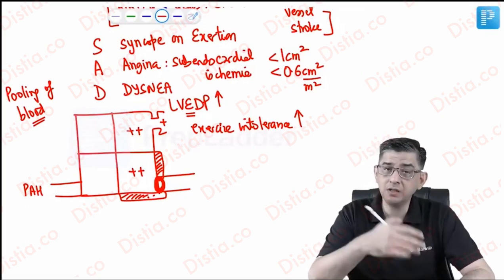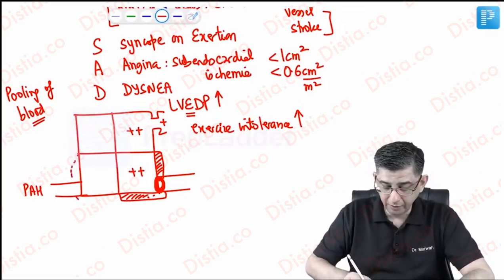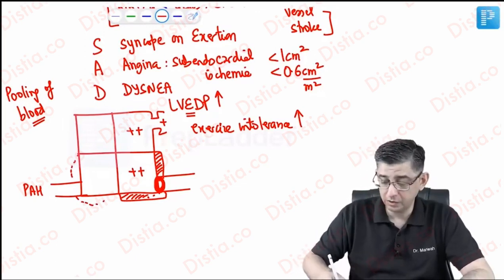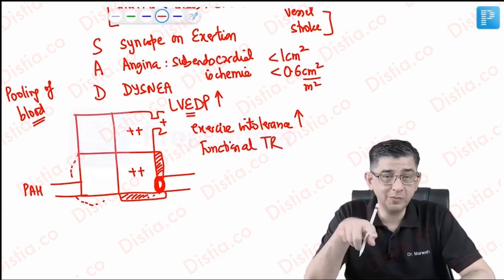In fact, due to PH, another problem can occur. Right ventricle will begin to dilate. And if the right ventricle begins to dilate, then I can say this chap can also develop a functional tricuspid regurgitation. You see why I'm saying functional tricuspid regurgitation?